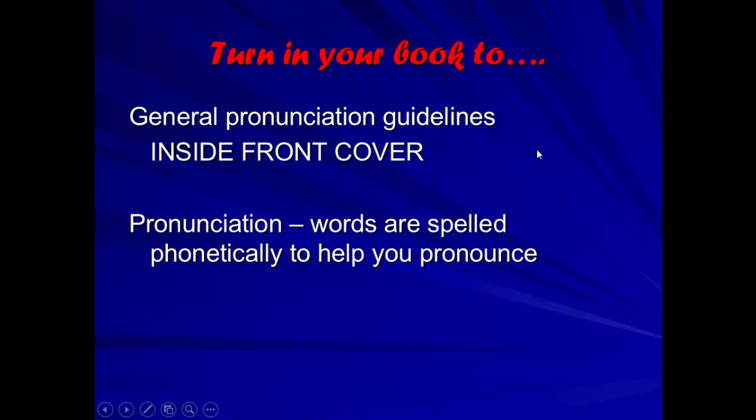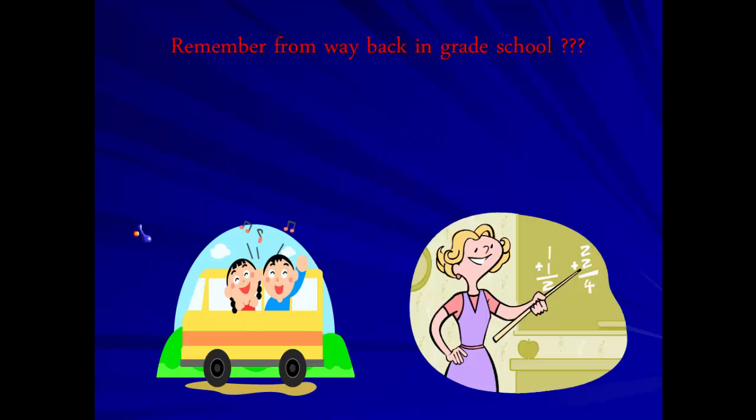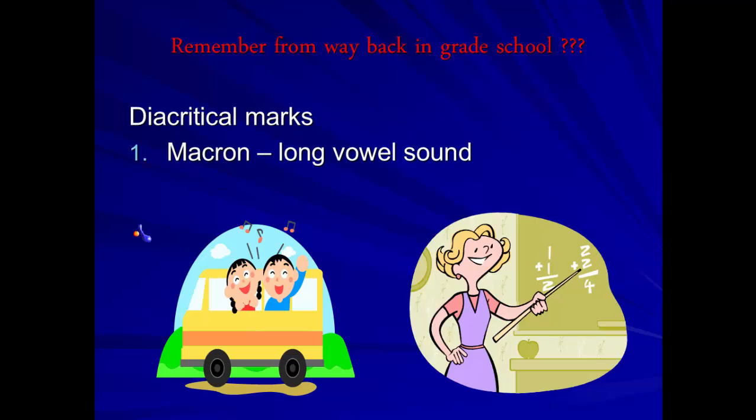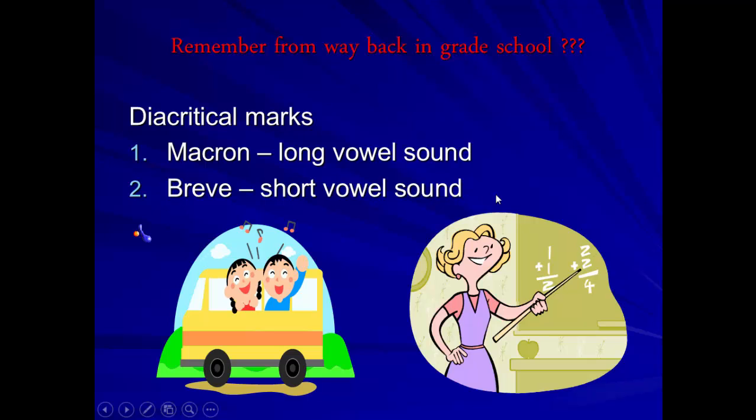There are some general pronunciation guidelines that are in the back cover of your textbook. You can look at those and make yourself familiar with those. The pronunciation is the words spelled phonetically to help you pronounce them. If you remember back to grade school, there are diacritical marks, the macron, which is the long vowel sound, that gives the vowels the long sound of A, E, I, O, and U, and then the breve, which is the short vowel sound, which gives the vowels the sound of A, E, I, and U.